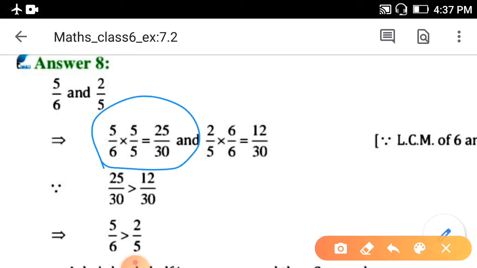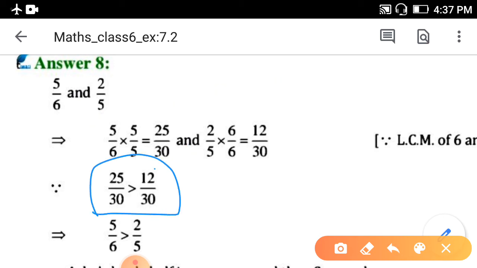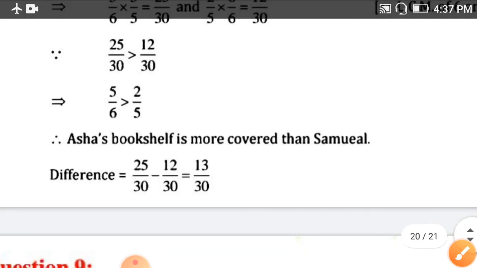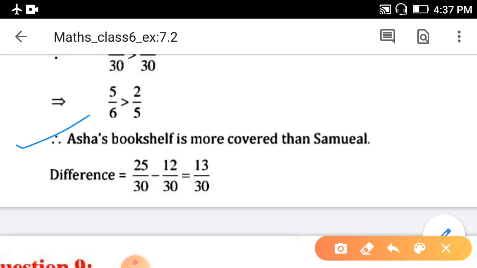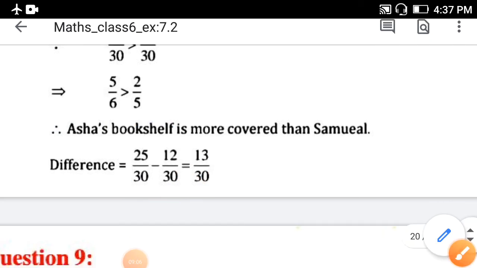So here, to get 30 in the denominator, you have to multiply by 5. And in the second fraction, you want 30 in the denominator, so you have to multiply it by 6. So you will get the answer 25 upon 30 and 12 upon 30. Now you can compare both. Which one is greater? The first one, Asha's shelf. It means Asha's bookshelf is more covered than Samuel's. And you have to find the difference. By how much? Difference means subtraction. Okay, you can subtract them, so you will get 13 upon 30.